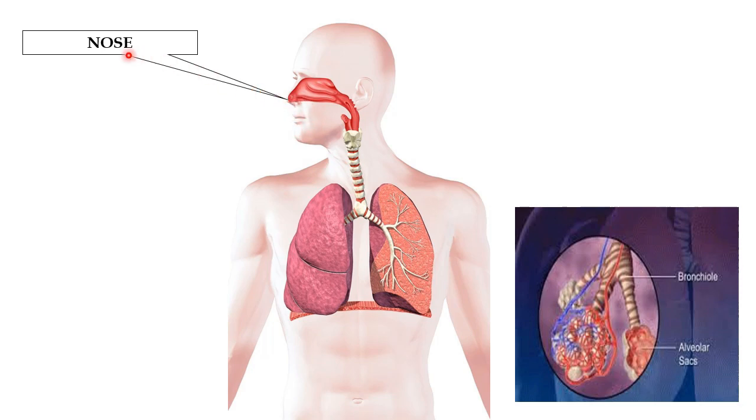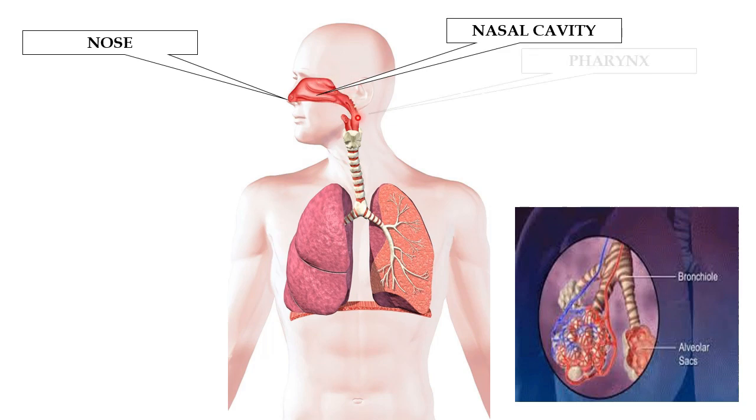Now, let's assume that the air goes to our nose. So, when the air goes through our nose, it is warmed, moistened, and filtered through our nasal cavity. As the air enters from the nose to the nasal cavity, then it goes to our pharynx. What is the pharynx? The pharynx controls the passage of air to the lungs and food to the esophagus.